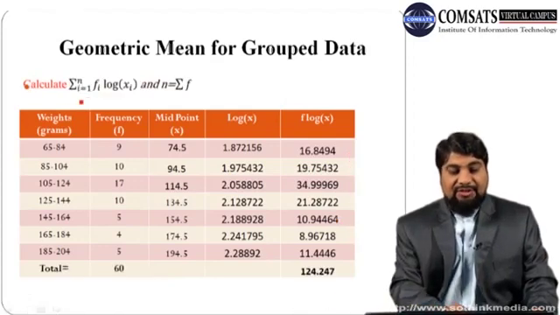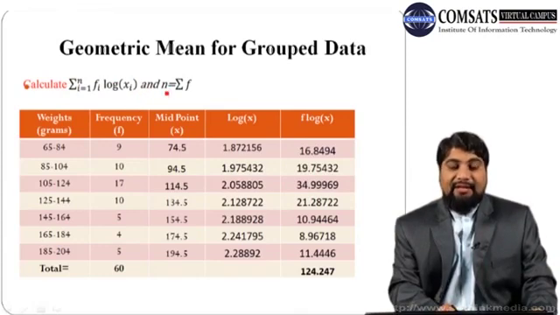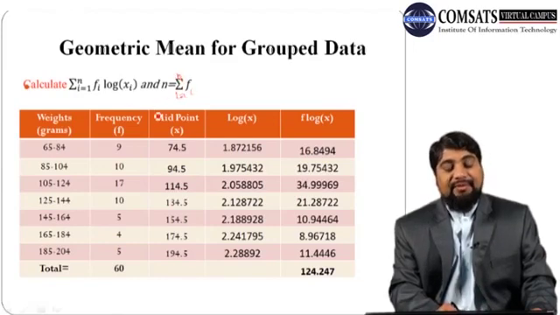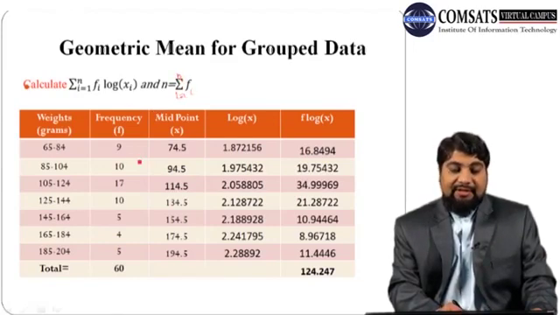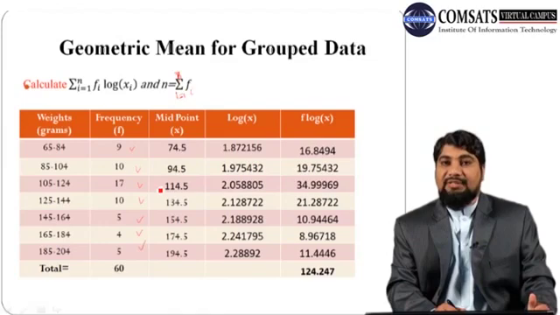So calculate summation fi log xi and also calculate n, which is summation f, or we can put subscripts as well. So summation fi, where i ranges from 1 to n. Here it is 1 2 3 4 5 6 7, so in this case this will be 1 to 7. So sum of 7 frequencies, f1 plus f2 and so on, f7.